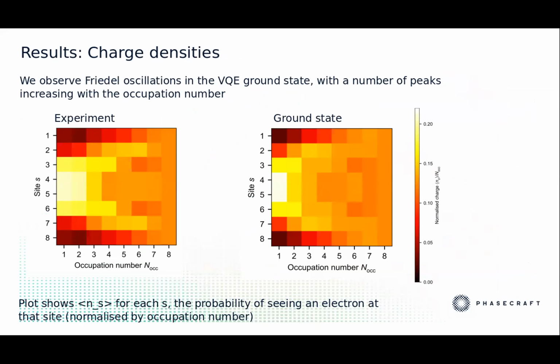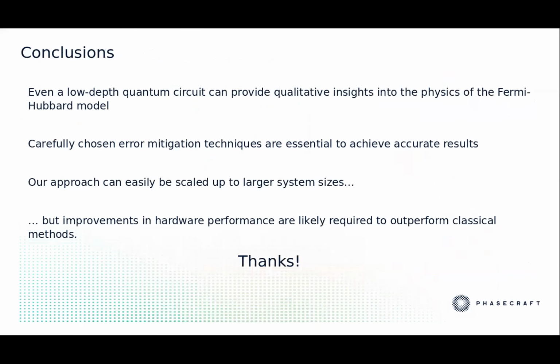And regarding the charge densities, we also see that the behavior is surprisingly similar to the correct ground state, but there are some features that we are missing. So the main point, and let me finish with this, is that surprisingly, even with very low depths, so it's just 1 or 2 variational layers, we can get some qualitative insights into the Hubbard model. That's surprising per se.